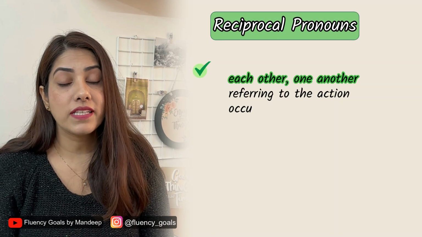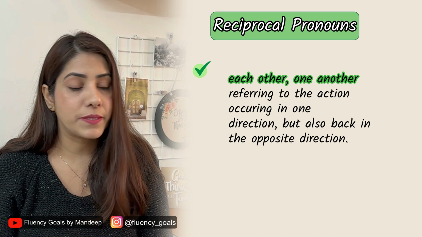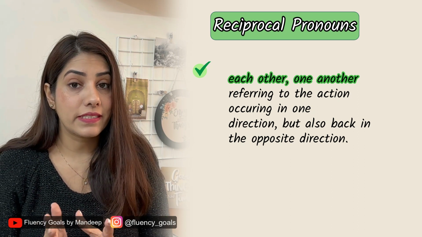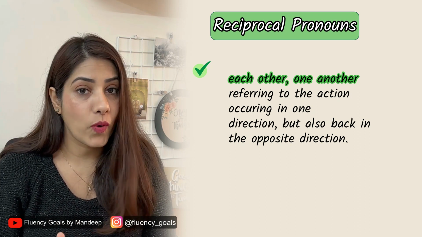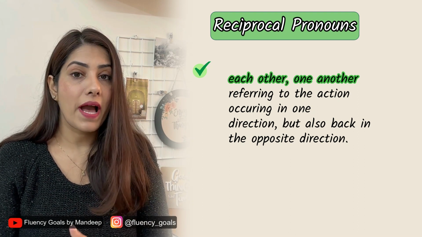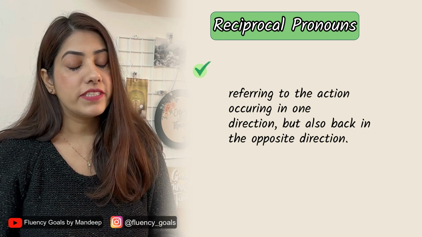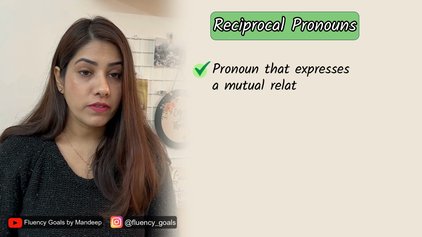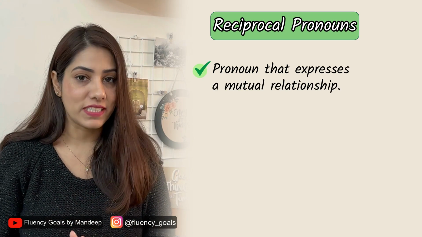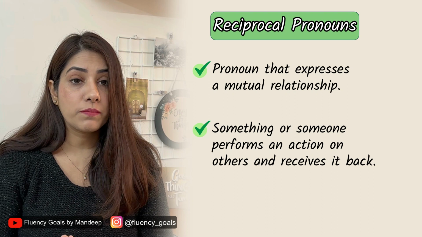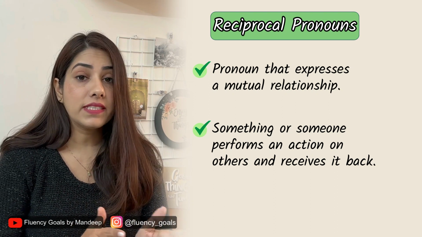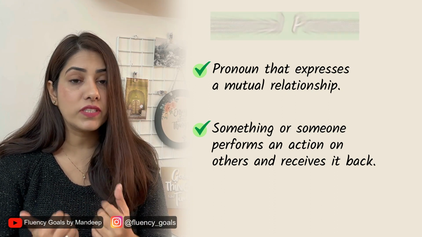Moving on to reciprocal pronouns. So the pronouns like each other, one another, refer to the action occurring in one direction and also back in the opposite direction. So a reciprocal pronoun is a pronoun that expresses a mutual relationship where something or someone performs an action on others and receives the same action in return.